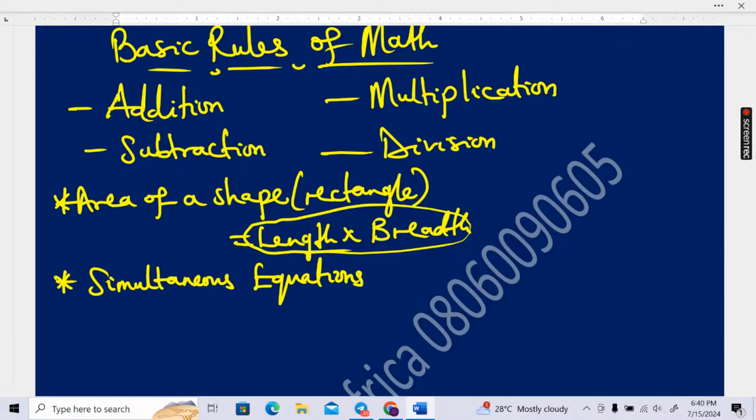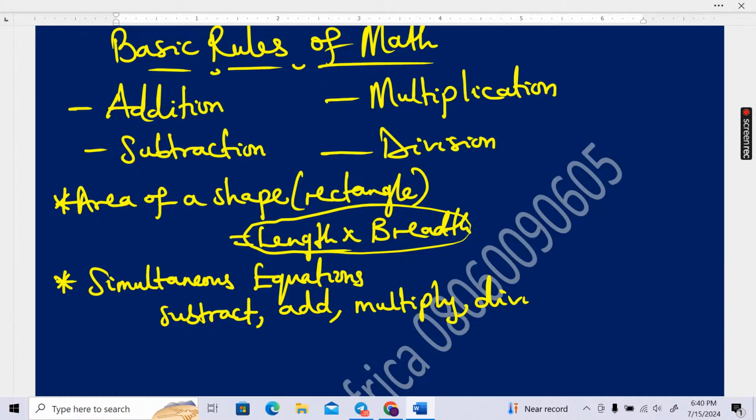If you're talking about simultaneous equations, it is either you are subtracting or adding. You're going to subtract, you're going to add, you're going to multiply, and you are going to divide. Now, when you are doing all these things and you are faced with large numbers, how can you tackle these four basic rules of math without using a calculator and without always having to look for a pen and a book? That's why you are in mental math class.